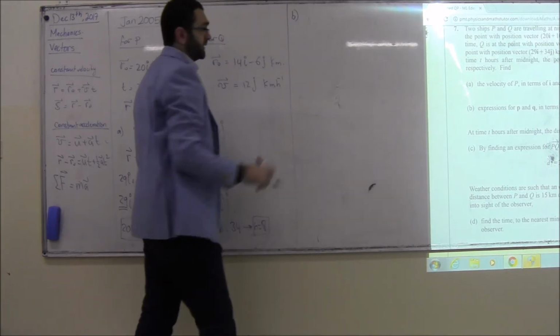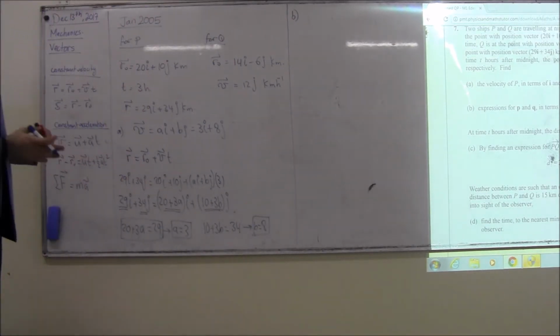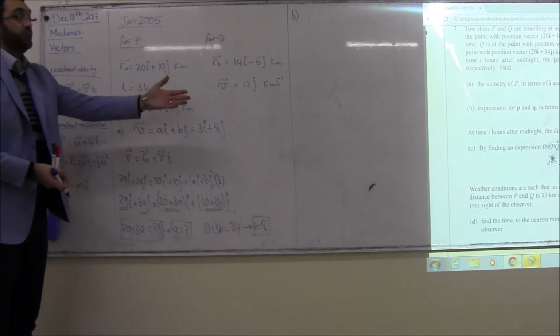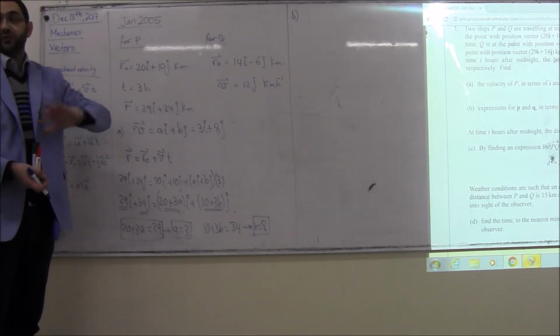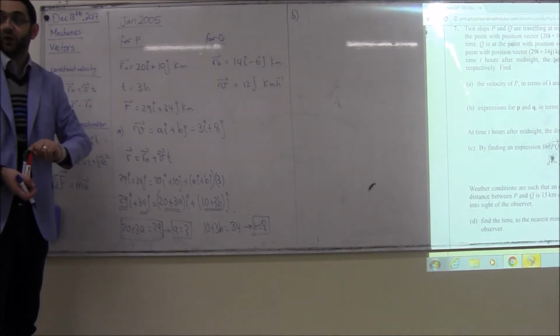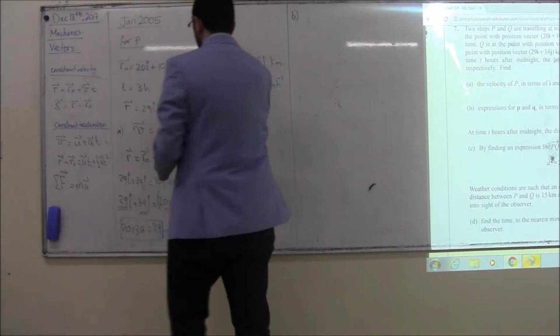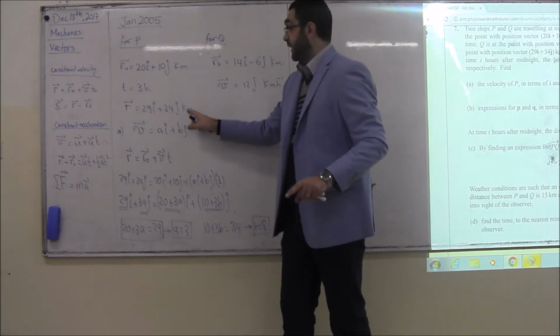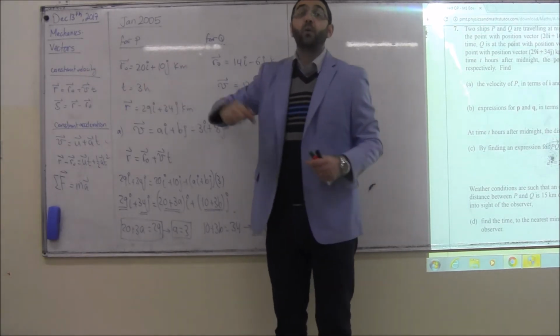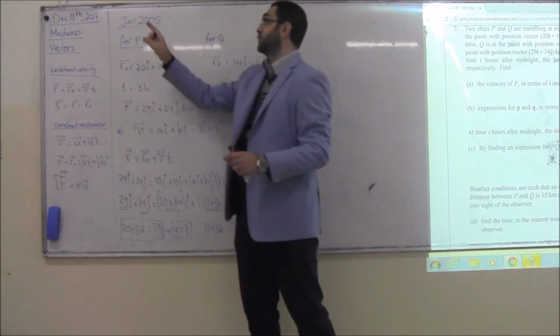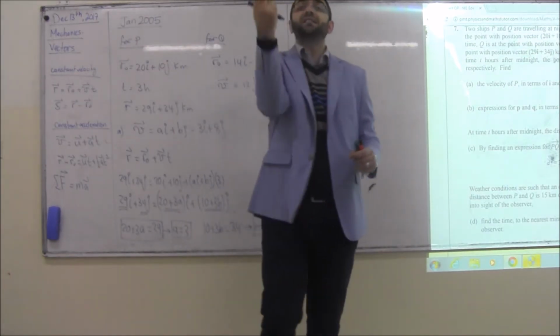Please don't try, just pay attention. Find the expression for P and Q in terms of T. In terms of T means we have to find the final position in terms of T, the final position after T hours. Now I have to find the final position of P after T hours.